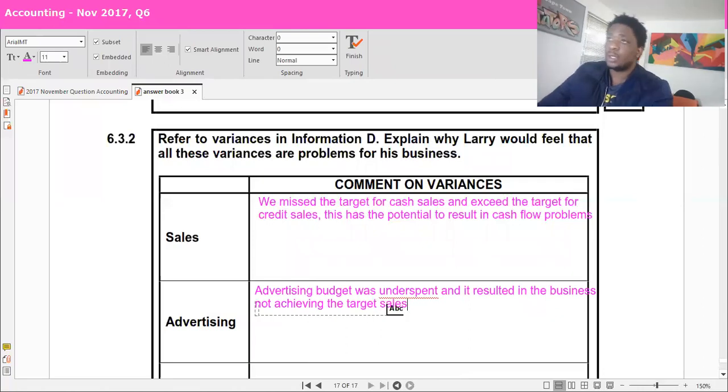You might be tempted to say something positive, but it's important that you stick with what the question says. It says, explain why Larry would feel that all these variances are problems for his business. So you want to highlight the part that is a problem. You don't want to highlight that we saved money. That's positive, but what that saving led to was the business not being able to make enough sales as the business had planned.